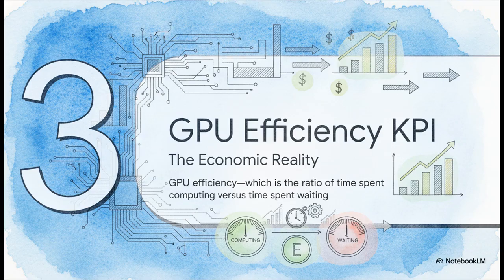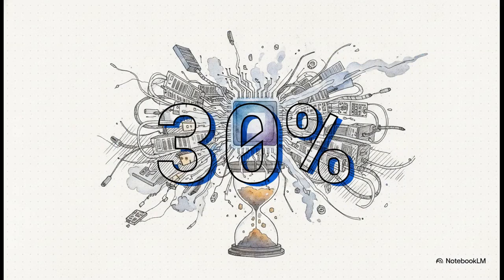Because in the AI world, GPU efficiency, which is just the time spent actually computing versus the time spent waiting, has to be your absolute top metric. 30%. Just let that sink in for a second. That is the typical GPU idle time penalty in a bad AI storage environment. 30%. Because they're starving for data, these incredibly expensive chips spend nearly a third of their time generating literally zero value. They're just sitting there, waiting for the next batch of data to show up.